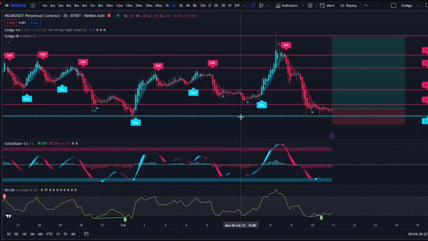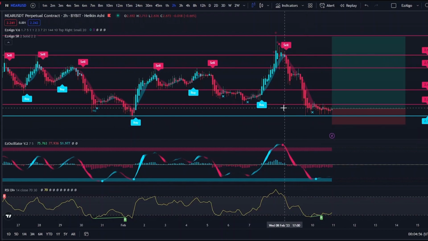But as with any signal, I like to do my own due diligence and my own technical analysis to make sure that the signal is worthy of entering. And I'm taking this trade 9 times out of 10 because not only are we at an EzAlgo support level, you'll notice that the EZ oscillator is in this oversold territory.